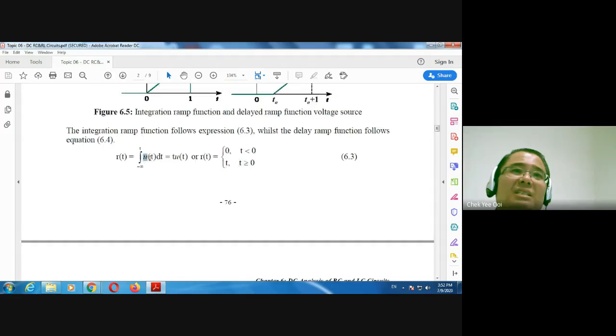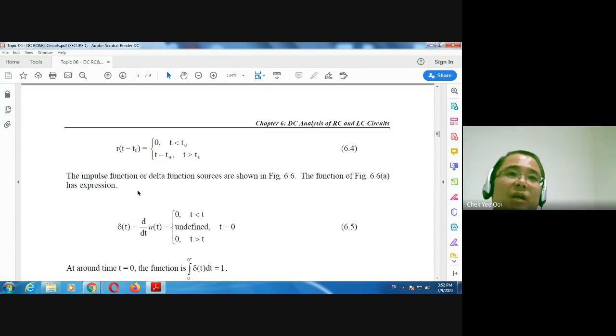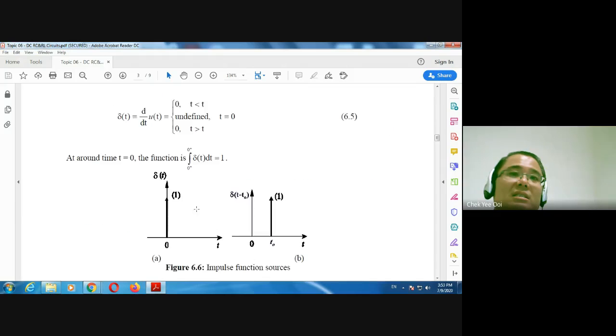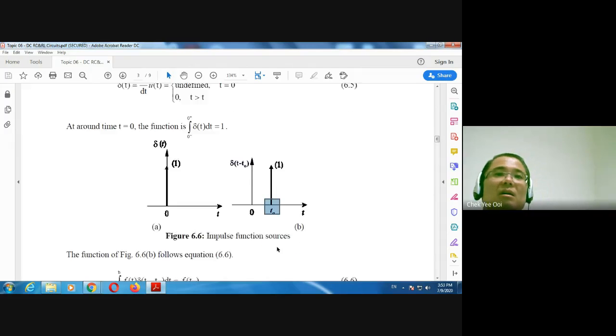If you integrate the step function, you get the ramp function. If you differentiate the step function, you get the impulse function, also called the delta function. This is the impulse function. If you delay it by T0, it will shift to the right-hand side by T0. Okay?